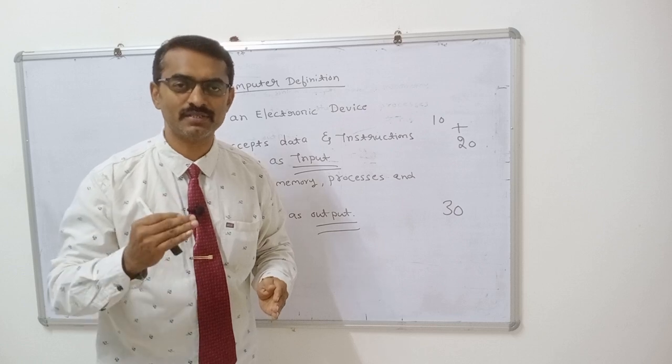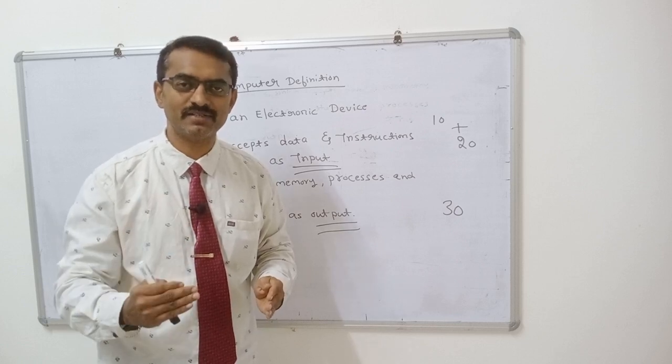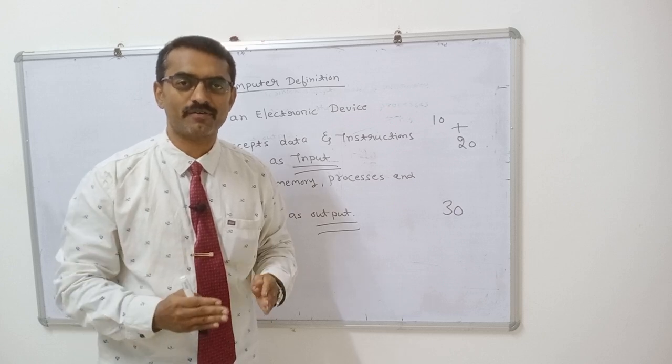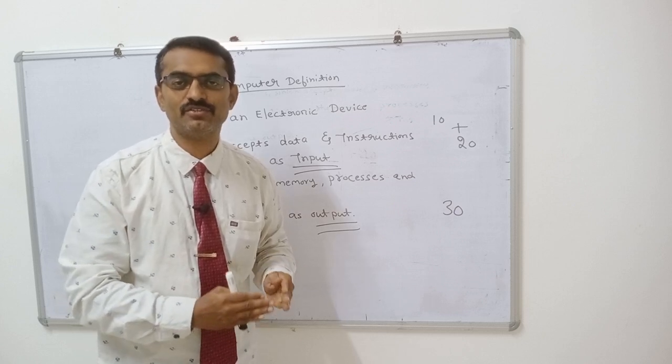You have to read this definition and write it minimum 2 to 3 times to understand and to become perfect. So that is the definition of computer.